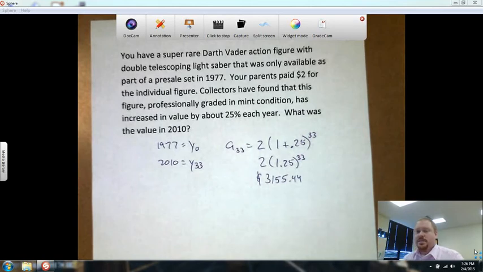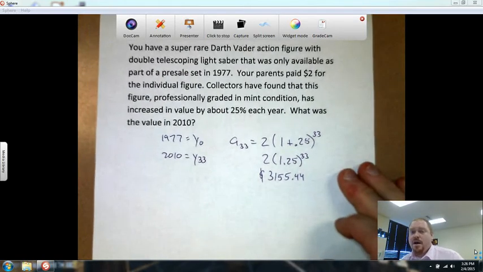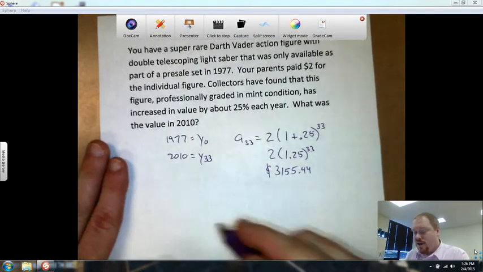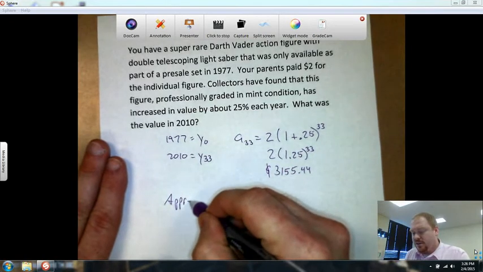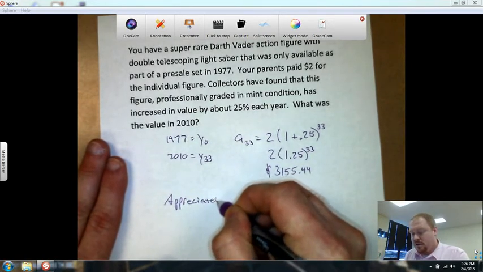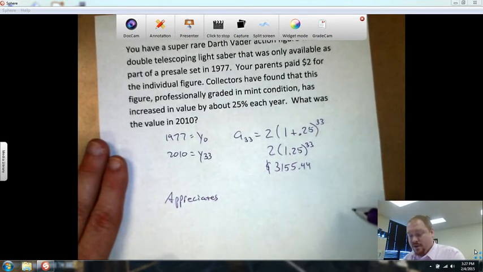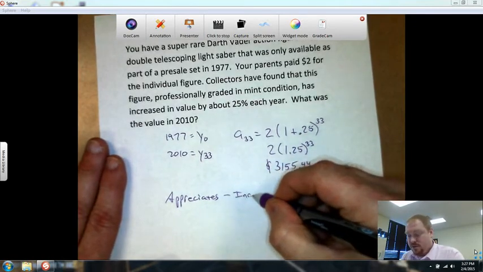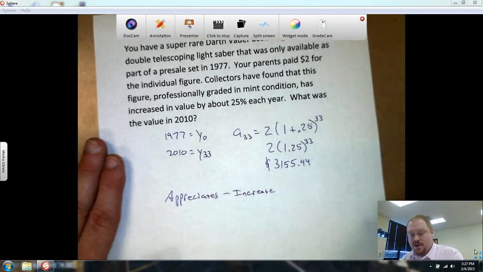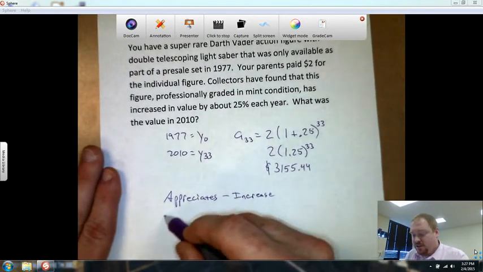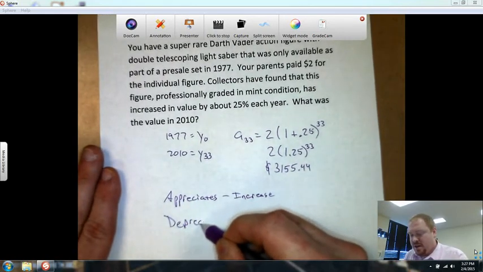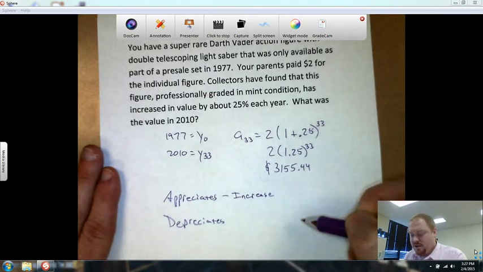Now that's because that item appreciated. So if it appreciates, it goes up. If it depreciates, that means it goes down.